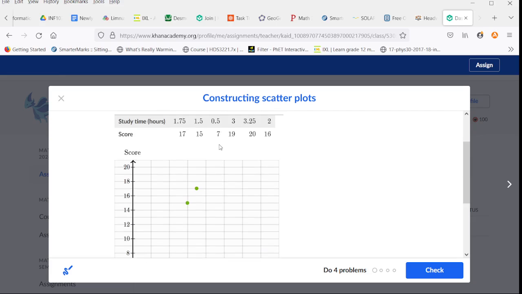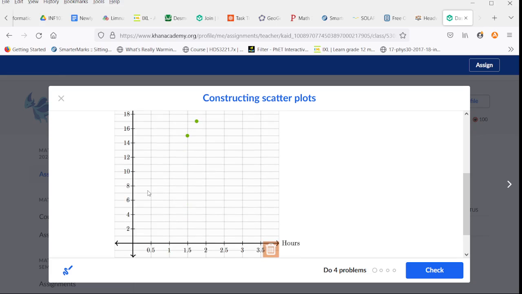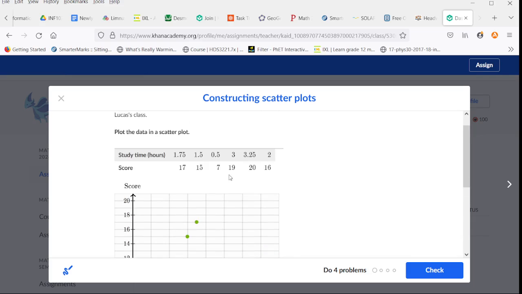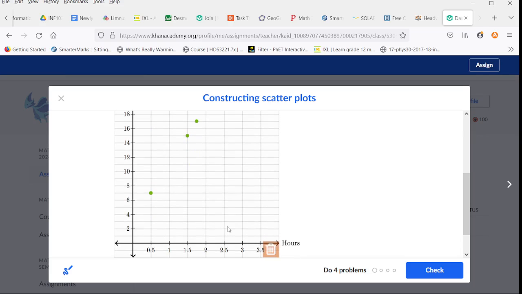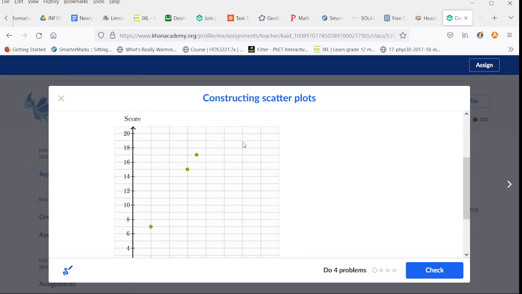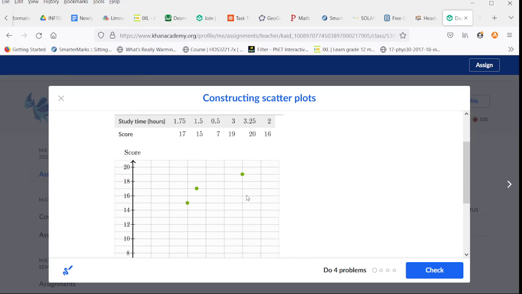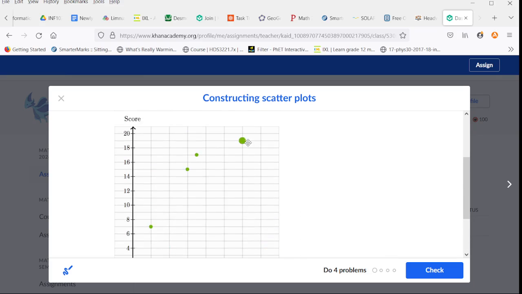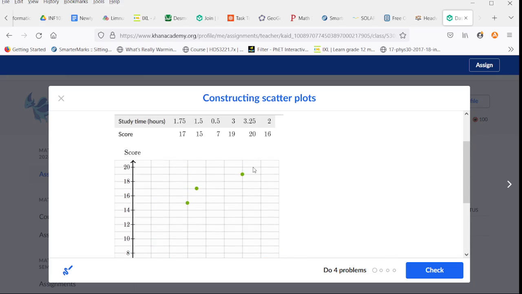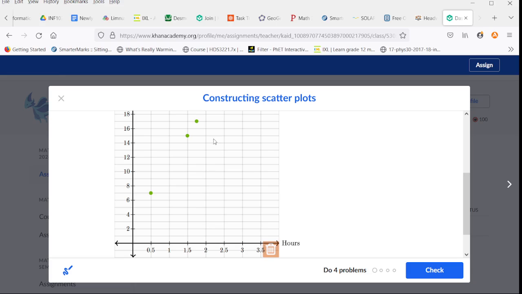We have a score of 15 after 1.5 hours. We have a score of 7 after half an hour. We have a score of 19 after 3 hours. We have a score of 20 after 3.25 hours, and a score of 16, that's our y-axis, after 2 hours. That's our x.